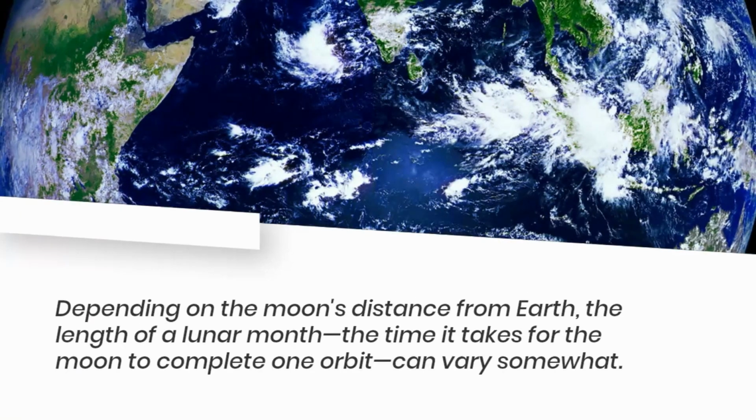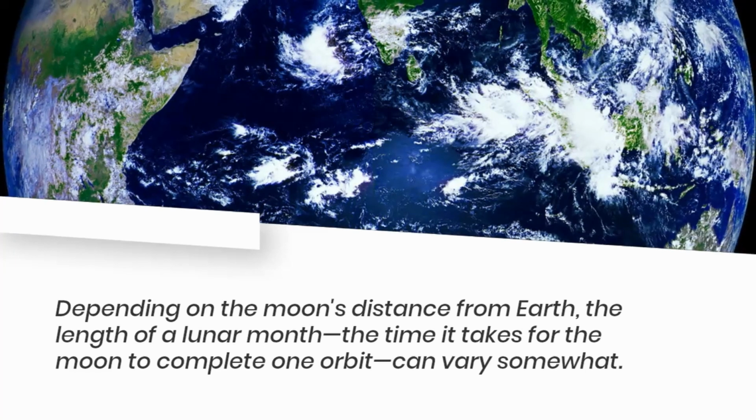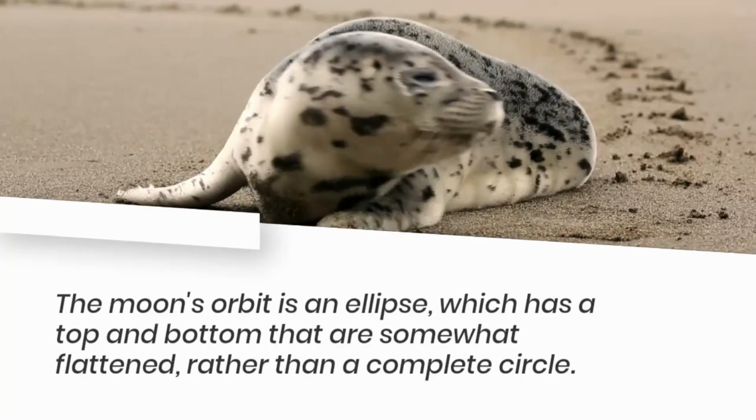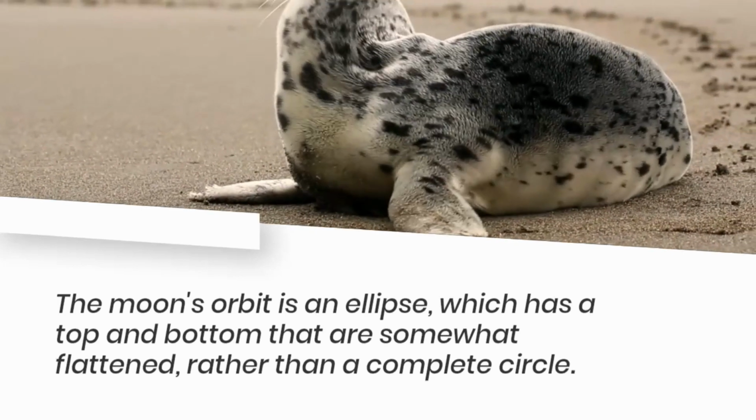Depending on the Moon's distance from Earth, the length of a lunar month, the time it takes for the Moon to complete one orbit, can vary somewhat. The Moon's orbit is an ellipse, which is somewhat flattened at the top and bottom, rather than a complete circle.